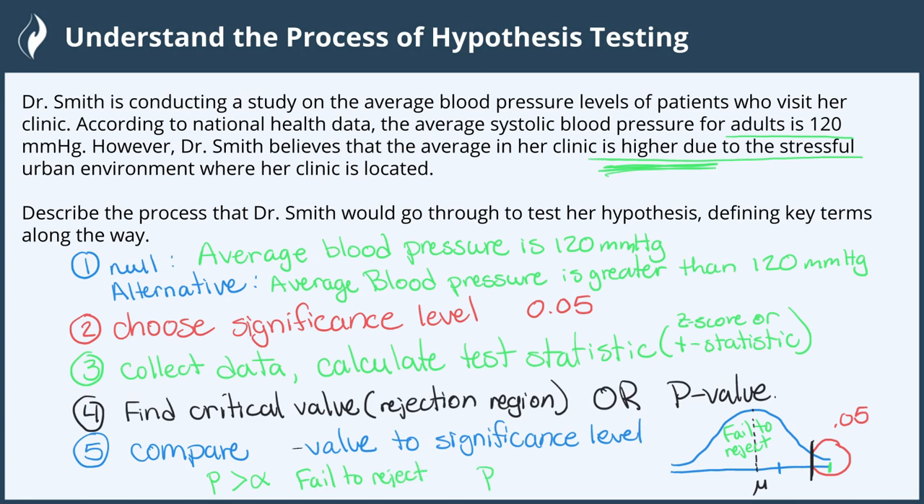However, if our p-value ends up being less than alpha and it lands inside this very small area over here beyond the rejection region, then we will reject the null because there is significant evidence to support the alternative hypothesis. And now we're all done.